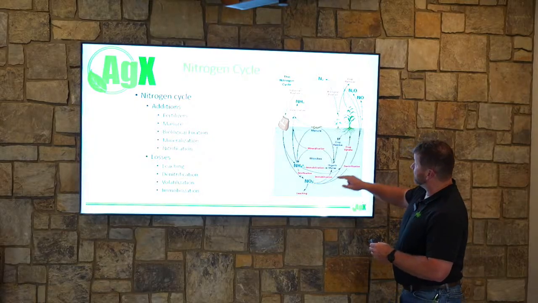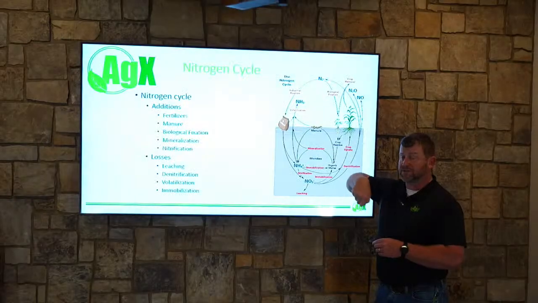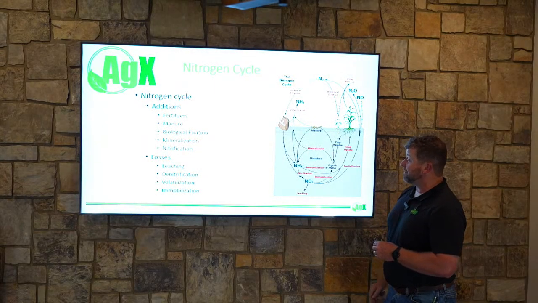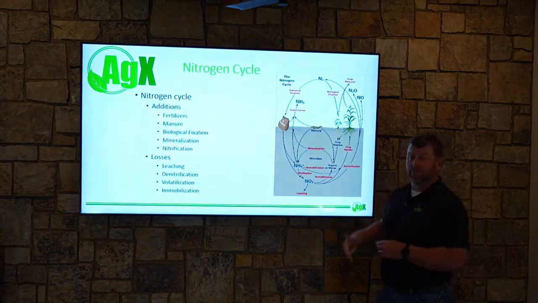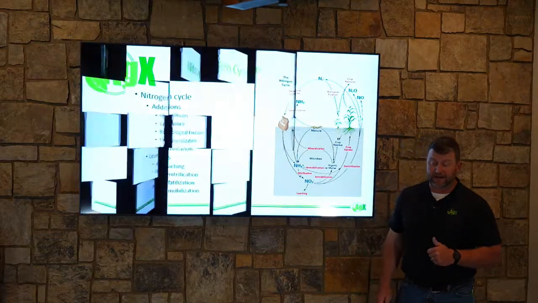Or we can have denitrification, we're losing the nitrogen back to the atmosphere. We have volatilization, right? Again, we're another source of losing nitrogen to the atmosphere. And then the last one is immobilization, where we're locking it back up into that soil organic matter.